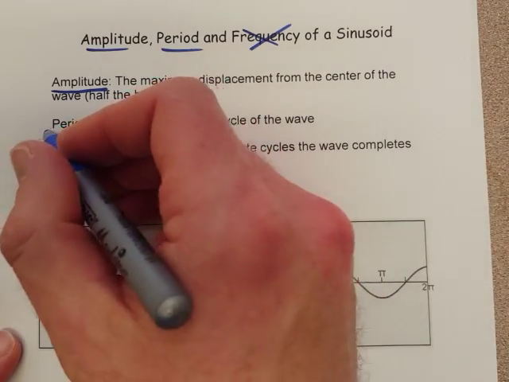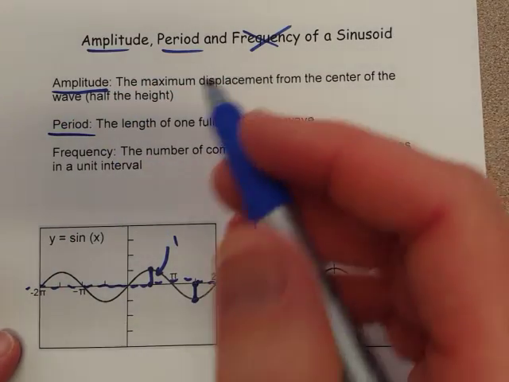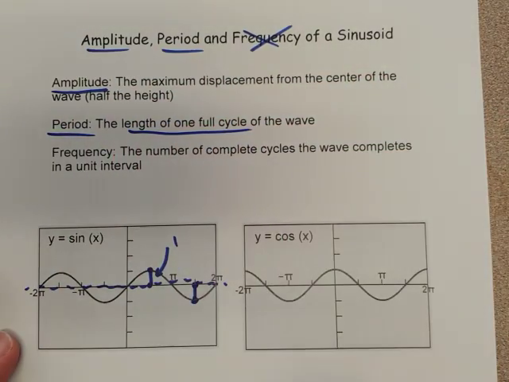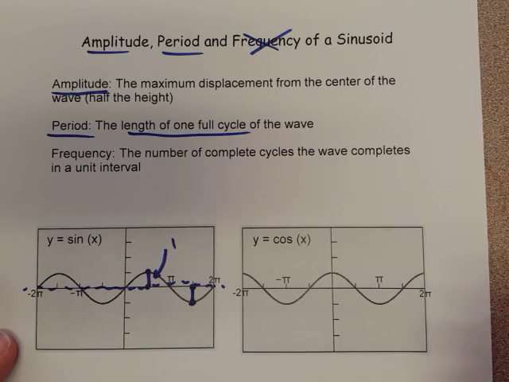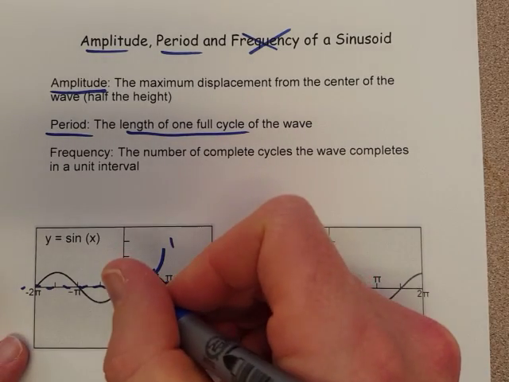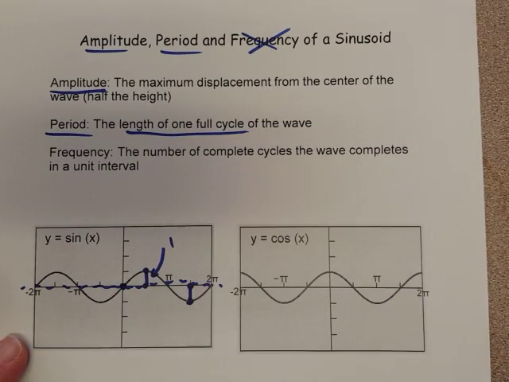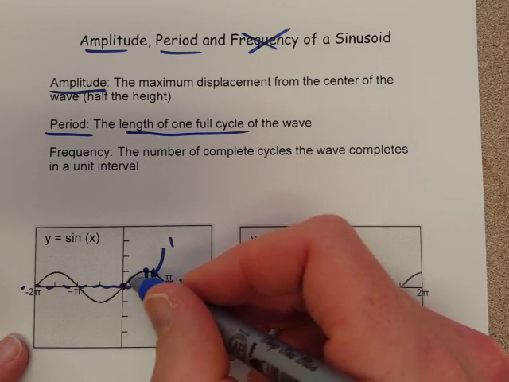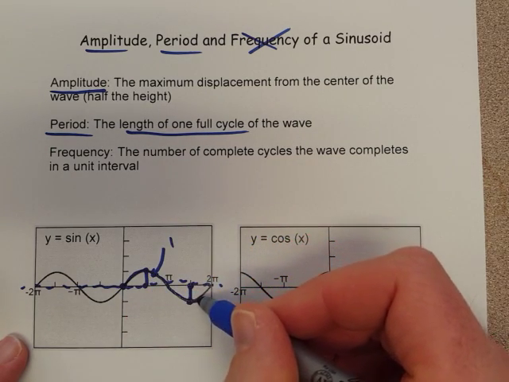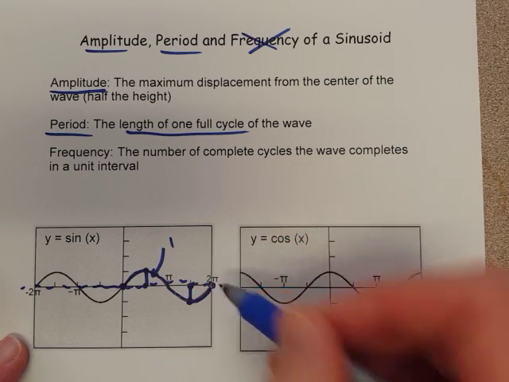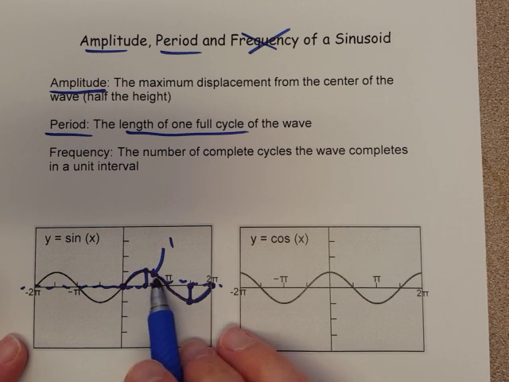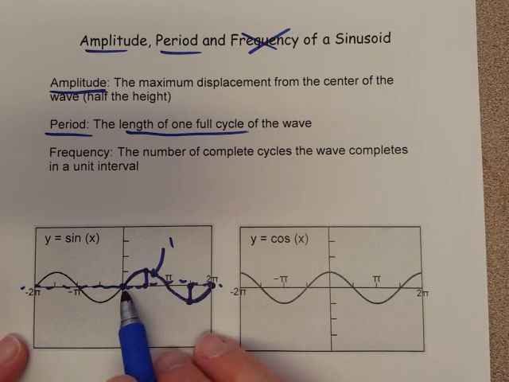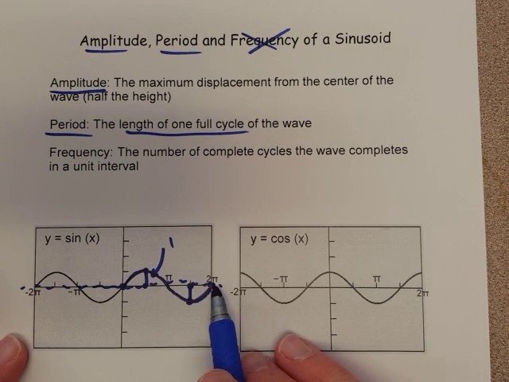Now, period, that is going to be the length of one full cycle of the wave. So essentially it's this: you start at a certain point, we start at 0, 0 maybe, and we keep tracing the graph until we get back to home base, essentially. In going through all of that, I've gone from 0 all the way to 2 pi.